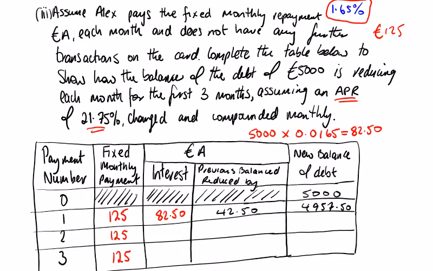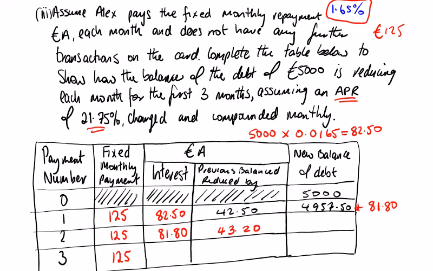So now the interest on the next payment is not going to be on 5,000, it's going to be on this guy here. So let's get 1.65% of that. 81.79875, so 8180. So that's this number. Taking 8180 away from 125, we're going to get 4320.